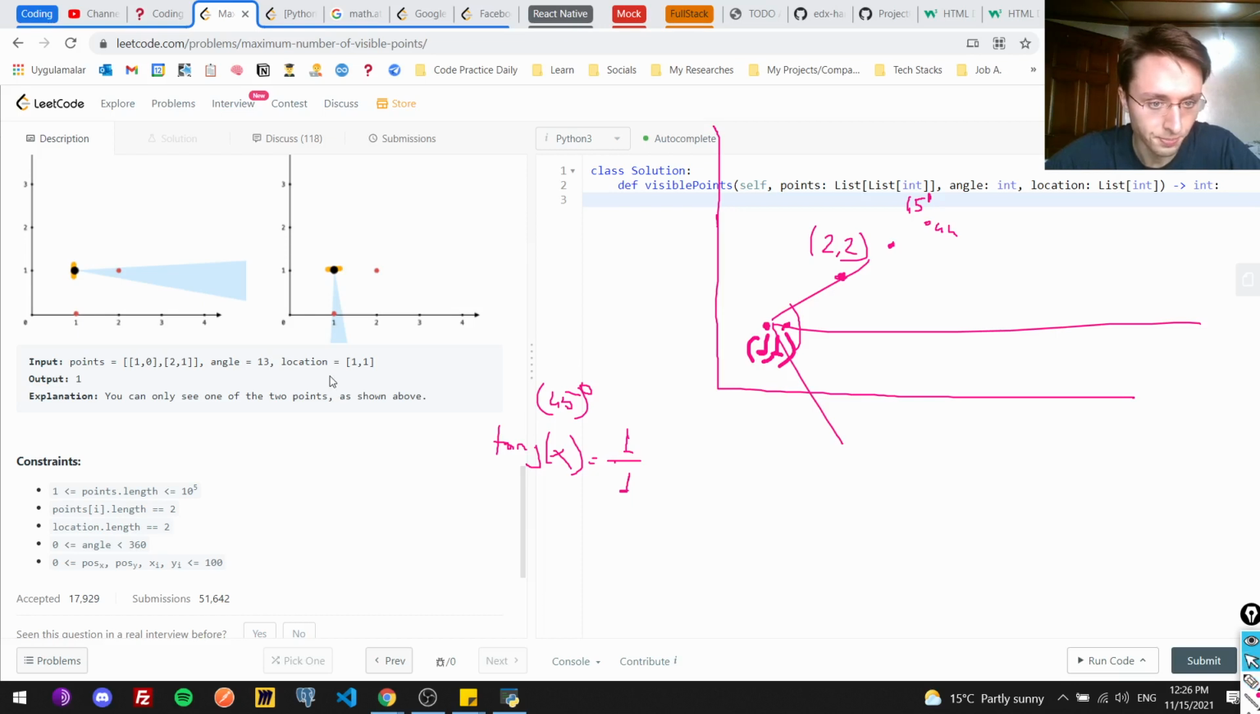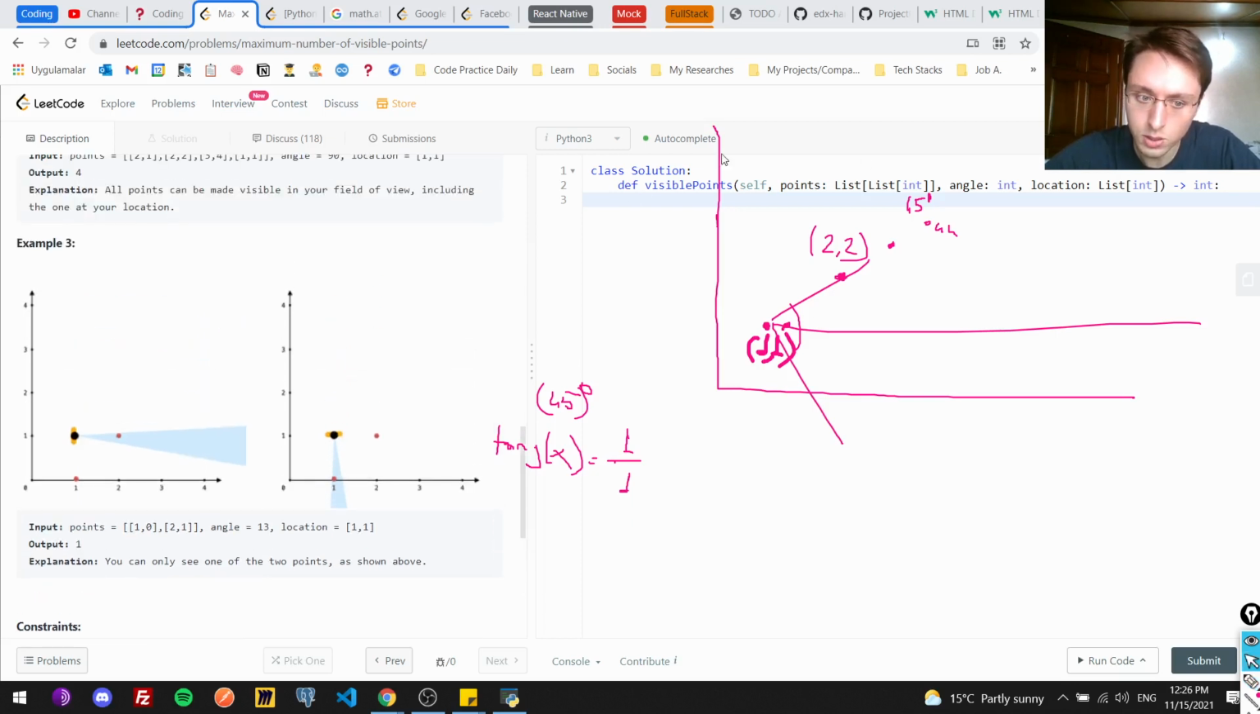And when I sort it, if I have 0 0, 0 0, what's the tangent here? It should be negative, right? From here to there, it should be minus 1.